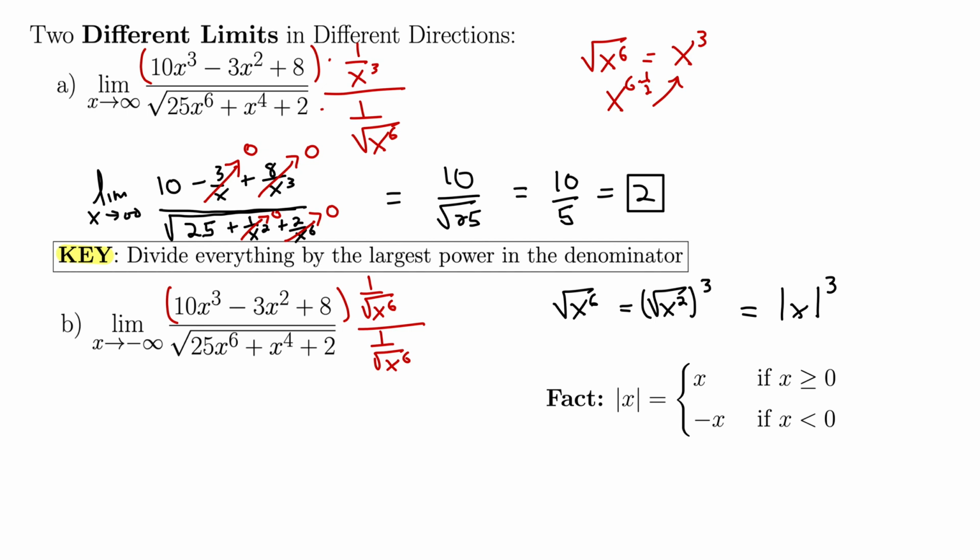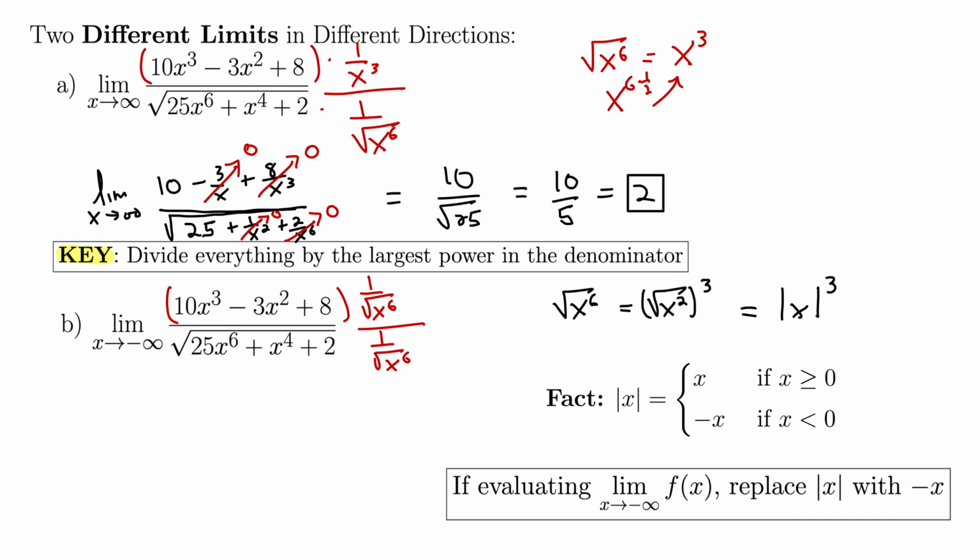It works out. So since we're going to negative infinity here in this limit, we need to replace absolute value of x with negative x. And that's the real kicker. So the thing to remember here is that if you're evaluating the limit as x goes to negative infinity of f of x, you replace that absolute value of x with negative x.